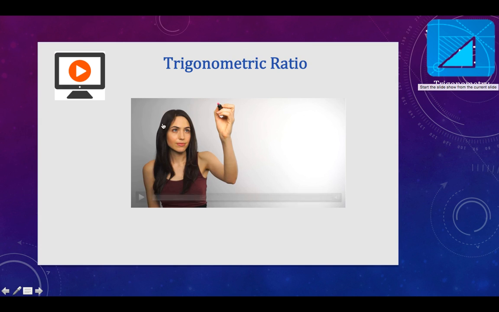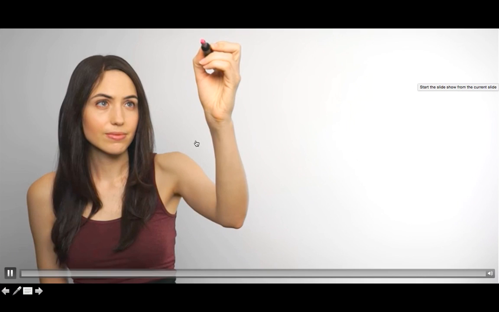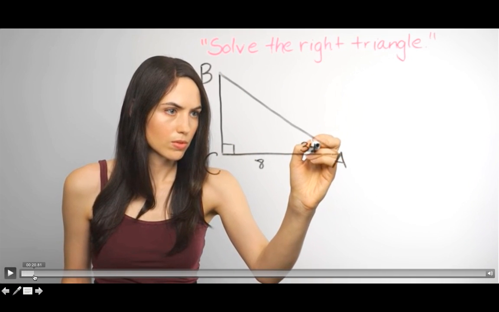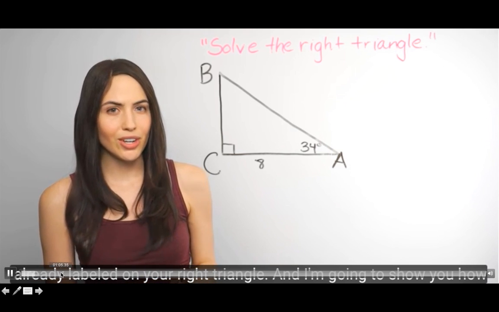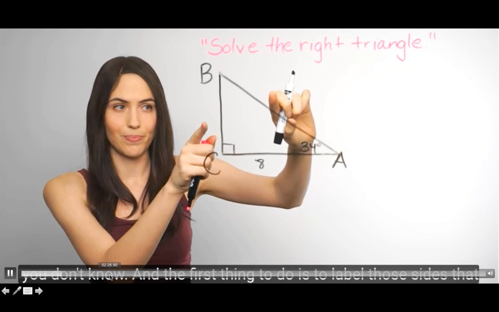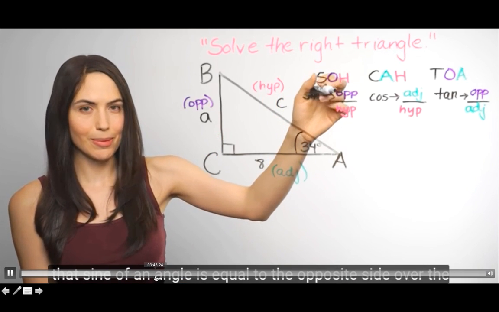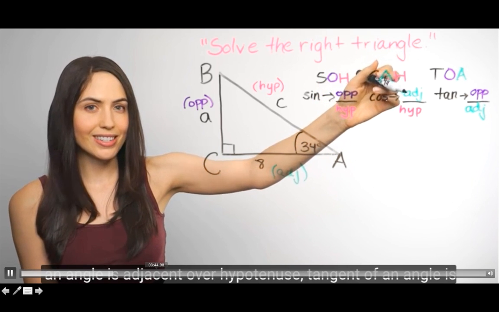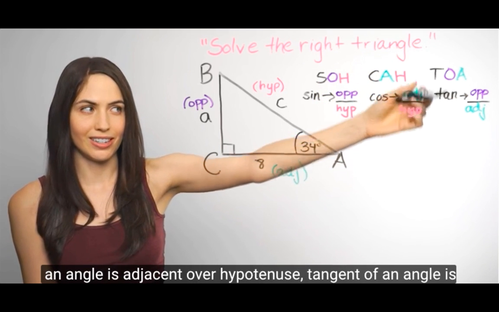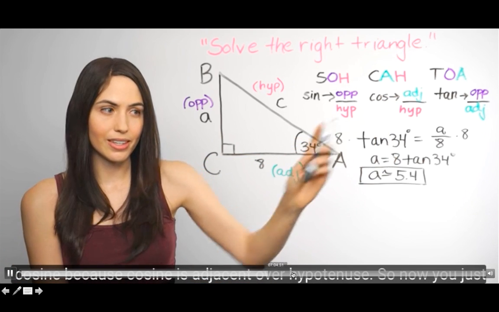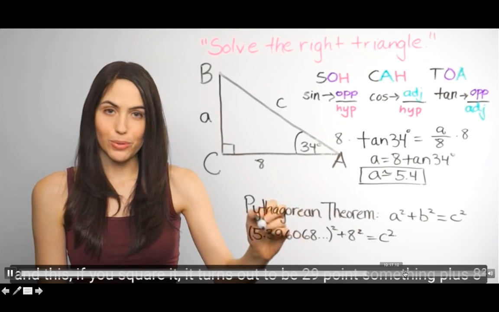They all have their lesson presentation. Your right triangle. I'm going to show you how to do that. But first, the sides that you don't know. Sine is equal to the opposite side over the hypotenuse. Cosine of an angle is adjacent over hypotenuse. Tangent of an angle is opposite over adjacent. What are these opposite, adjacent?